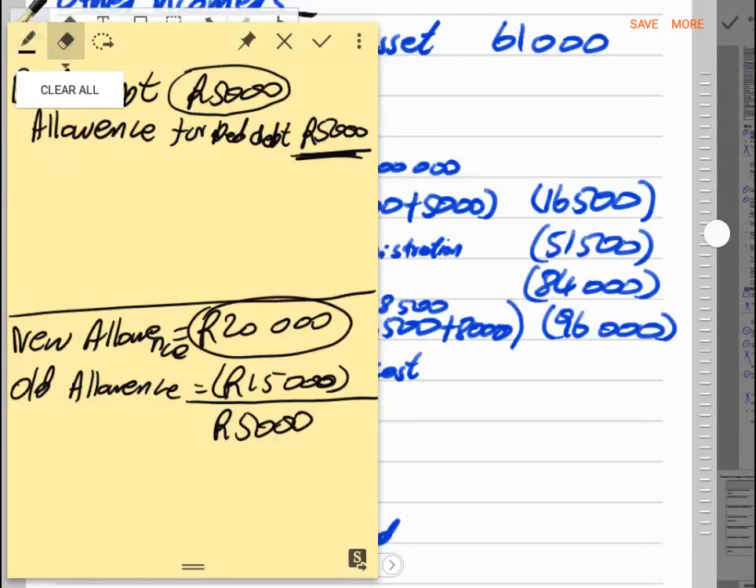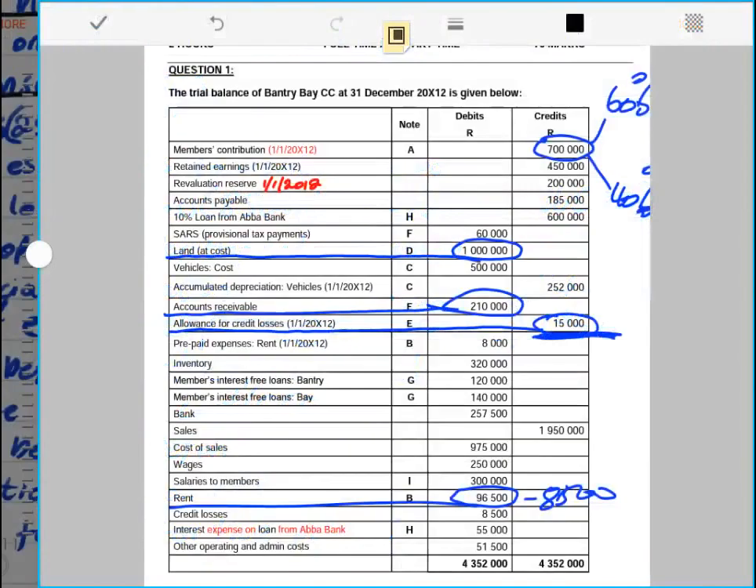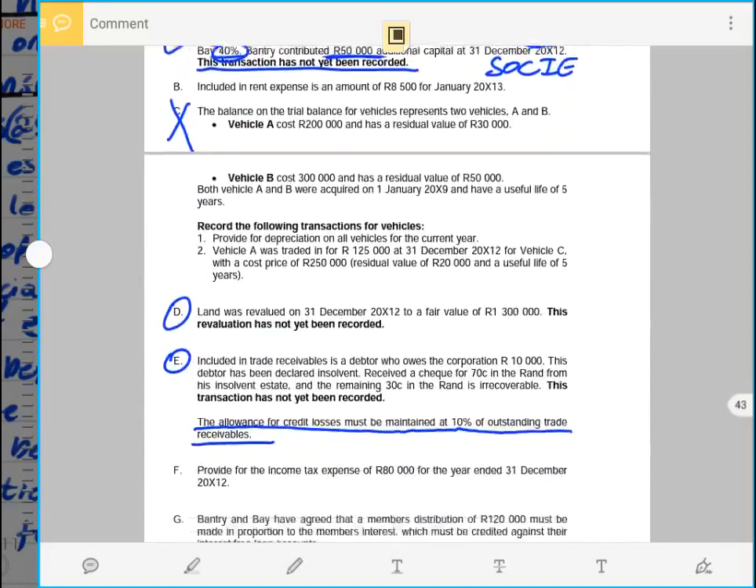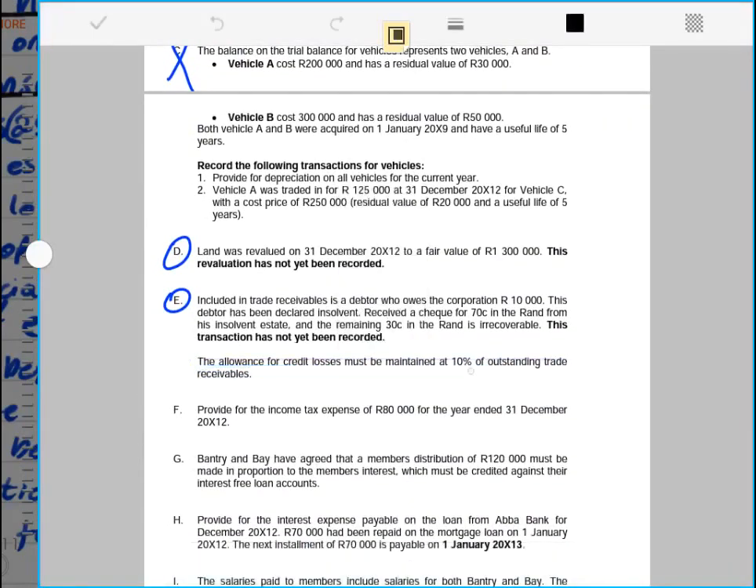It is not always the case that in the trial balance you will be given the 10% to increase the allowance. Remember, in this case you are told that we have to maintain the allowance at 10% of the outstanding debtors. Sometimes they can say the allowance for credit losses must be maintained at 20,000 rands. They can just give you the amount by which the allowance must be maintained, and obviously they will not say out of the outstanding trade receivables because it's already calculated.